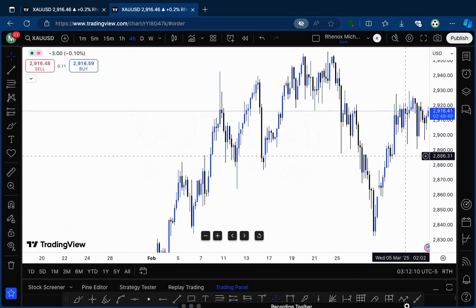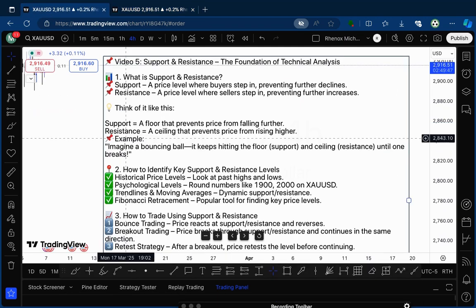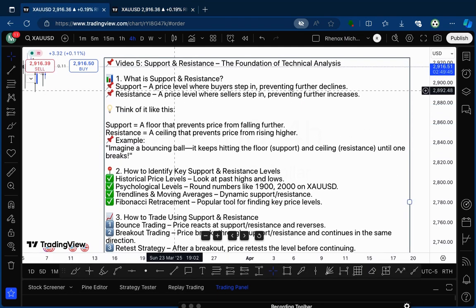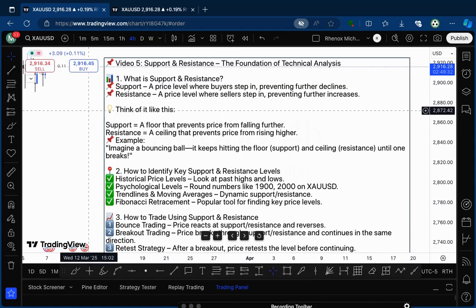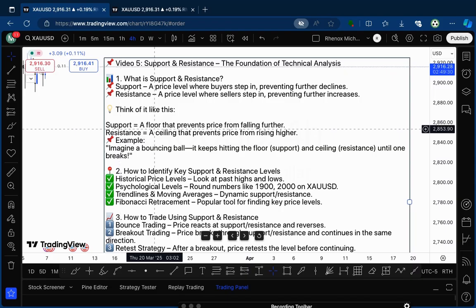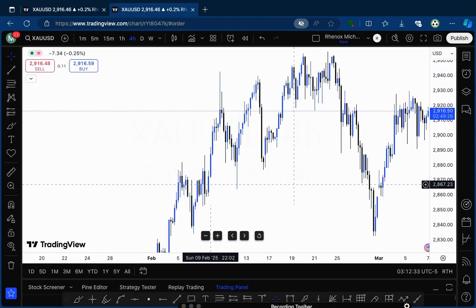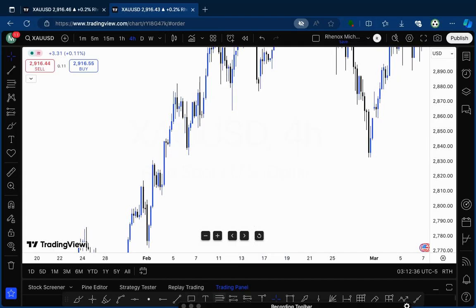Okay, so what is support and resistance? Support is a price level where buyers step in, preventing further declines. So you can see on my chart on my screen here. While resistance is a price level where sellers step in, preventing further increases. Think of it like this: support is a floor that prevents price from falling further. More of like a floor.